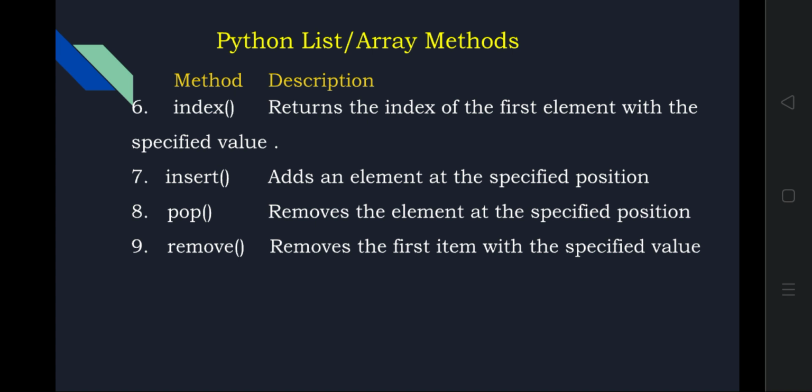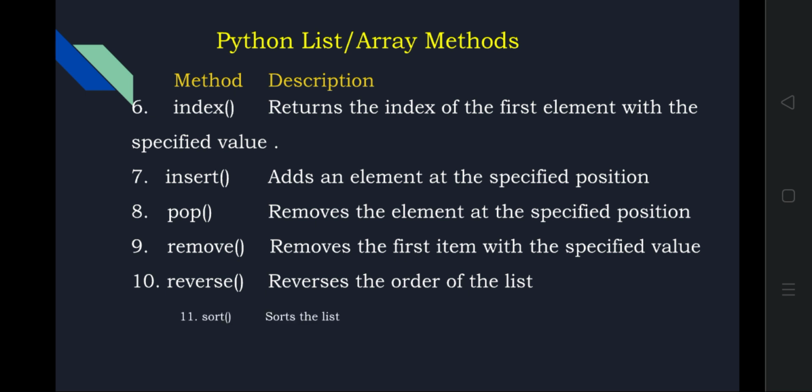And next is reverse. Reverse reverses the order of the list. Suppose the names of the students are there in the list. If we want to reverse the order of the list, at that time you can use reverse. Reverse will give the reverse order. Suppose the elements are in ascending order, if I reverse it we will get descending order. Okay, that is the function of the reverse function.